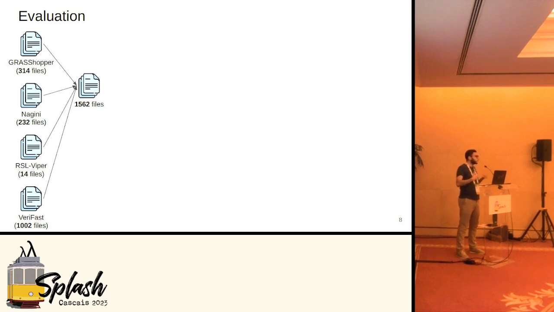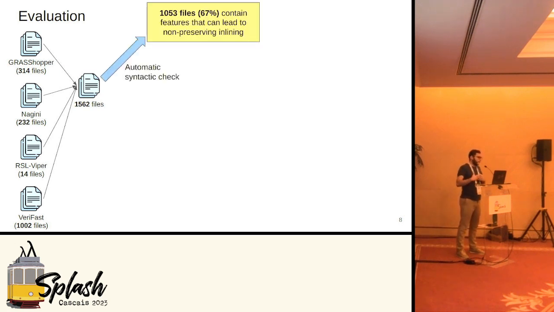And then we wanted to know whether, first, these files use features that could potentially lead to non-preserving inlining. And we did that automatically with a syntactic check by looking at the features that could do this. And we found that at least 2/3 of these files could lead to non-preserving inlining. Which means that we need some solution for that.